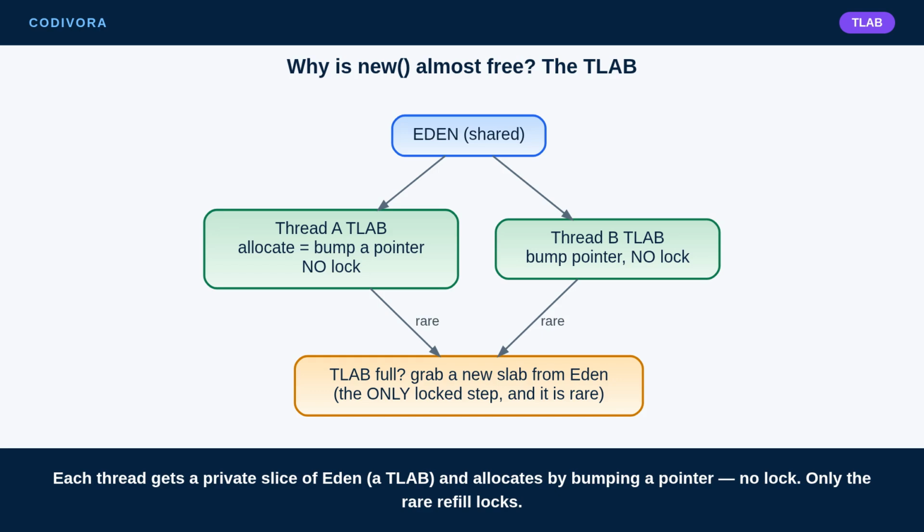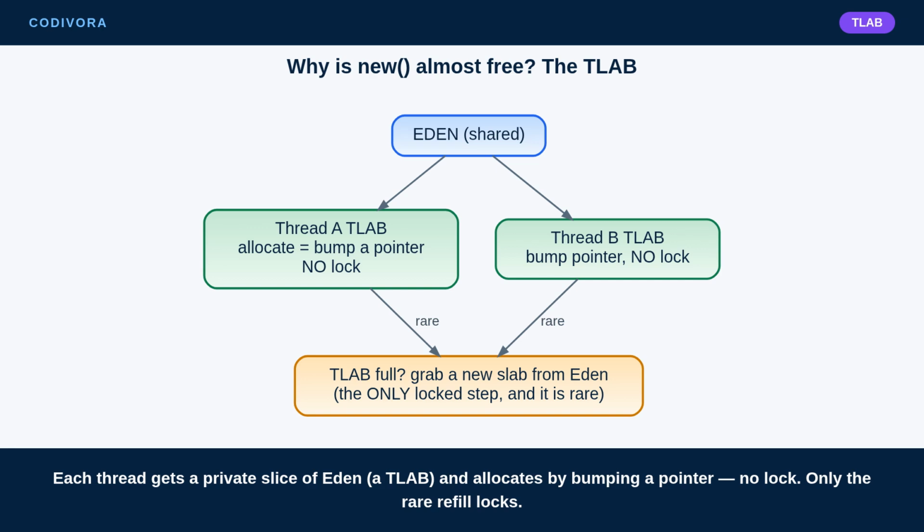Here is a question interviewers love. Allocation happens millions of times a second, so surely grabbing memory needs a lock every time? No, Eden is not handed out one object at a time. Each thread gets its own private slab of Eden called a TLAB, a thread local allocation buffer. Inside its own slab, a thread allocates by just moving one pointer forward. No lock, because no other thread can touch that slab.